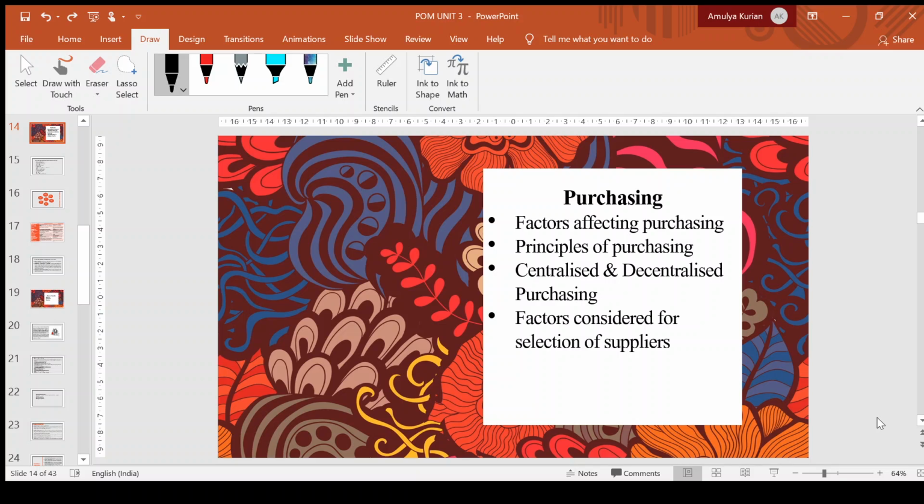Okay. Today we will be having the third module. In the first and second module, we were thinking about what are the objectives of material management and what are the steps involved in purchasing. Hope you have gone through all the modules.